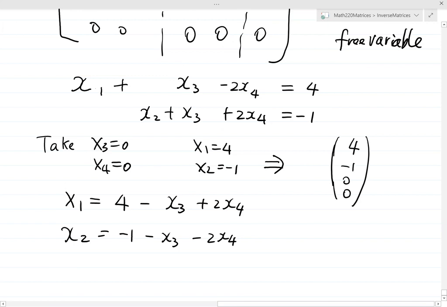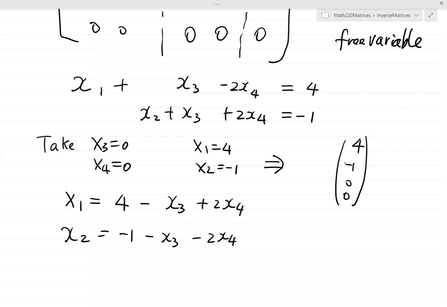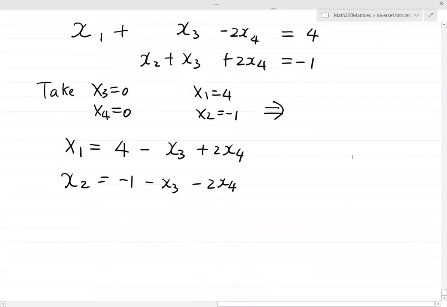Sorry, I think I made a mistake. The general solution... this special solution is right. Now to find the general solution, actually the general solution is already there. We solved it from the augmented matrix, so you see the general solution is done.